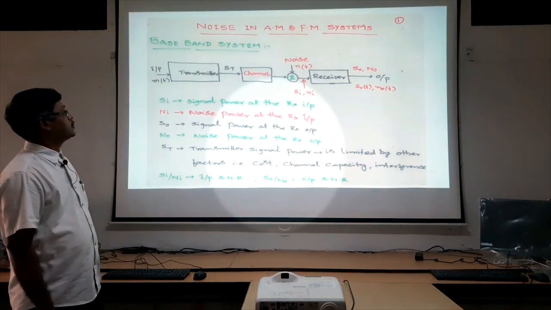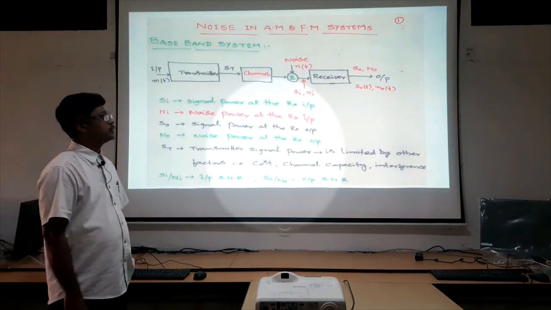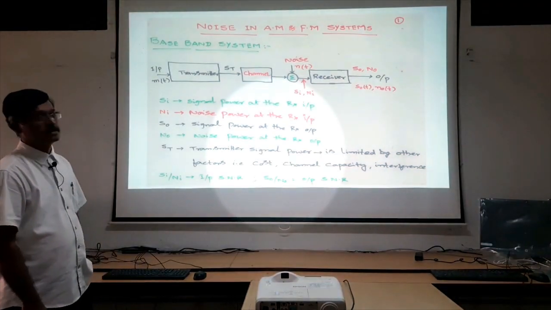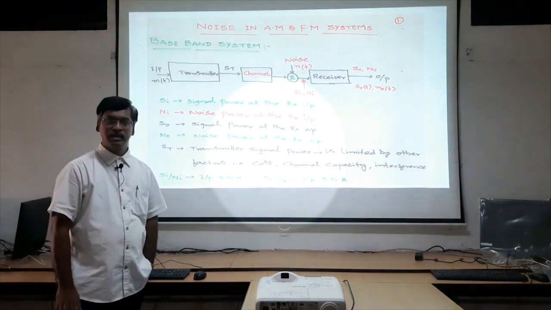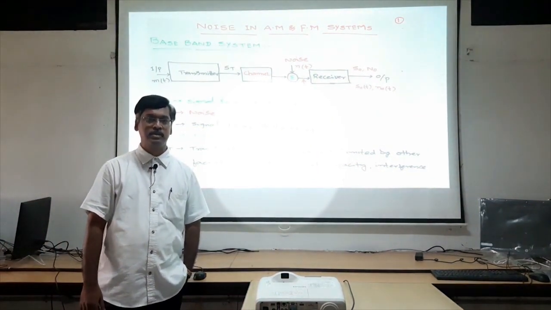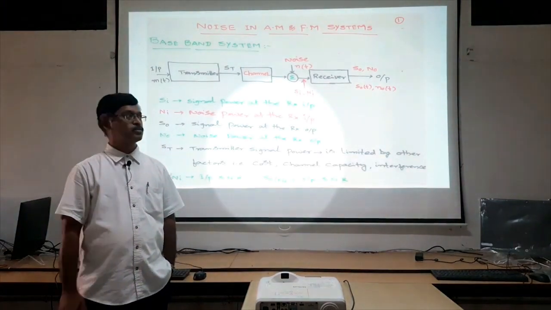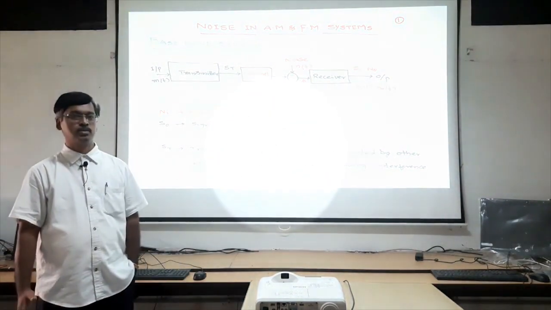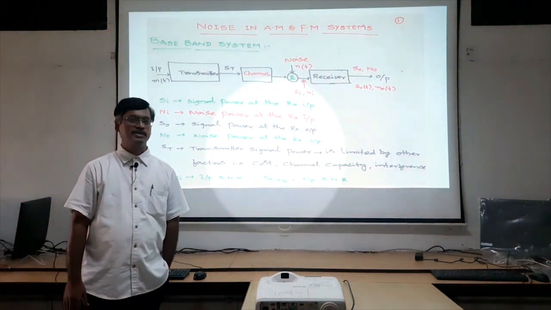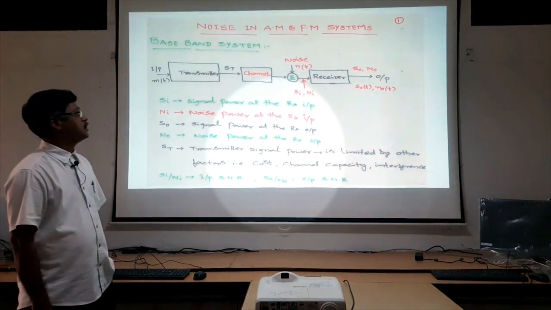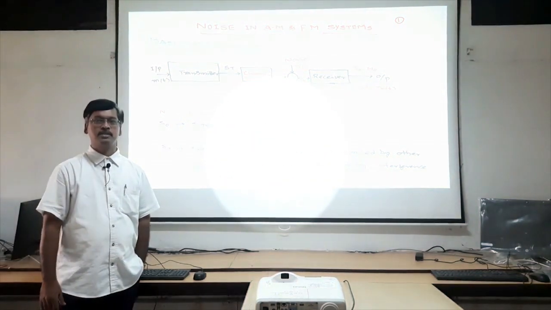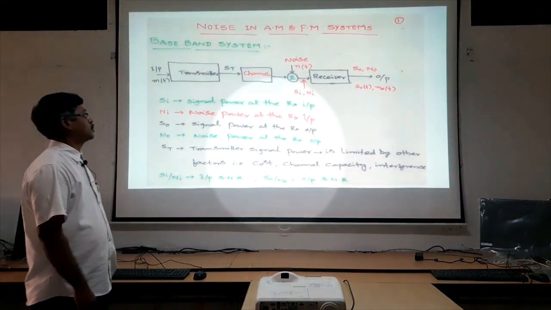So here I am defining the baseband system, because this is useful for both the AM and FM systems. Noise can be divided into two parts: it may be external noise or internal noise. When it comes to internal noise, we can minimize it to some extent by proper design of the system. But external noise is not within our hands. So here I am focusing on the performance of the communication system, particularly in external noise.